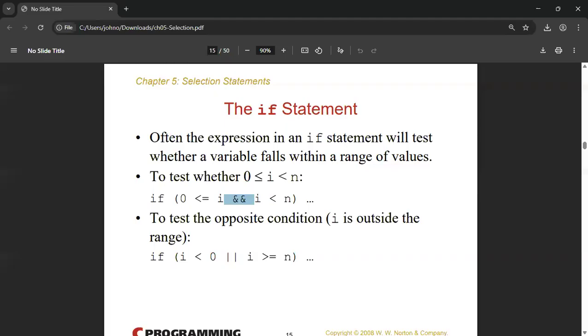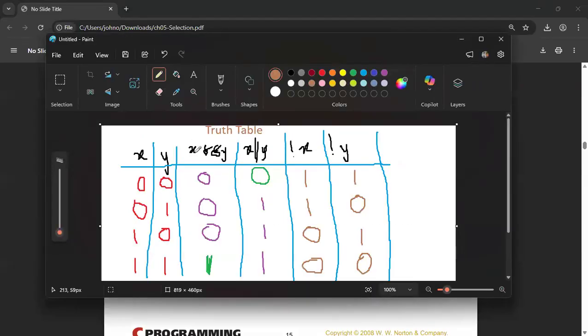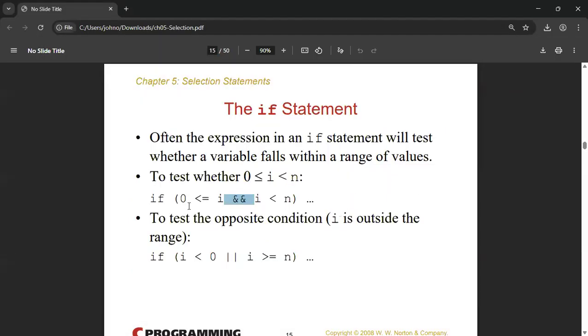By the way, we saw it in the paint. This is and. This means and. Same thing we have here, and. So if 0 is less or equal to I, we check that. So we check what is the value of I. Let's assume I is 4. Is 0 less than or equal to 4? Yes, that's true. So we come and check this place again. What is n? I is 4. Is 4 less than n? If the answer is yes, then the answer of this expression is yes, which is 1.